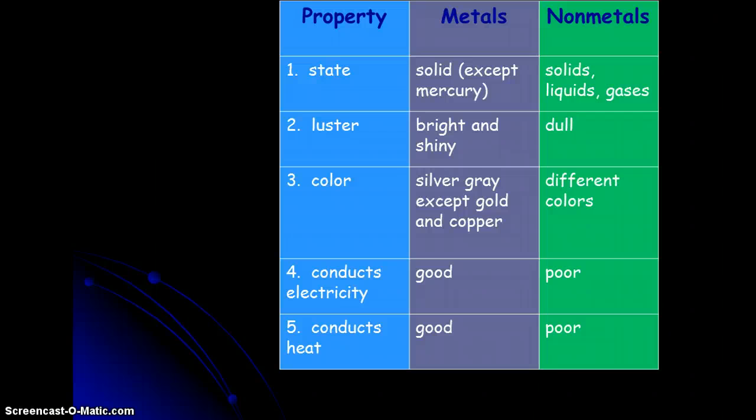The luster for metals is bright and shiny. For nonmetals, it's dull. For color, you have silver gray except for gold and copper in metals, and you have different colors in nonmetals. Metals are good conductors of electricity and heat, and nonmetals are poor conductors of electricity and heat.